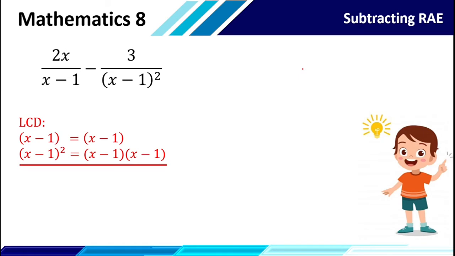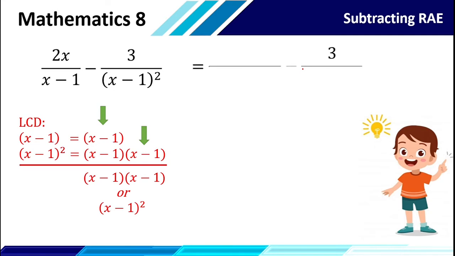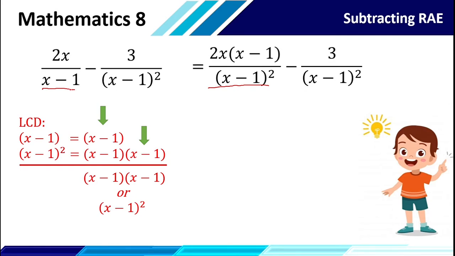Okay? Because we have common factors here, so we will just write it as 1. So we will have x minus 1 times x minus 1, or it could be x minus 1 squared. Therefore, our new denominator would be x minus 1 squared. And to get our new numerator, just simply divide our LCD by our denominator, which is x minus 1, and that would be 2x times x minus 1.